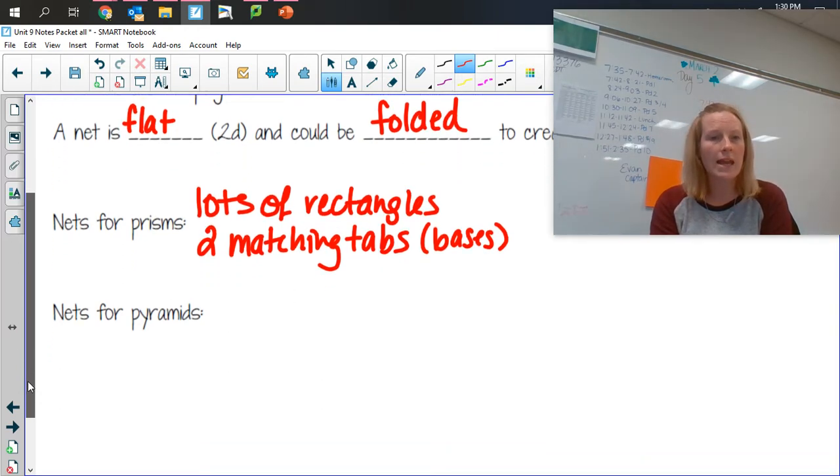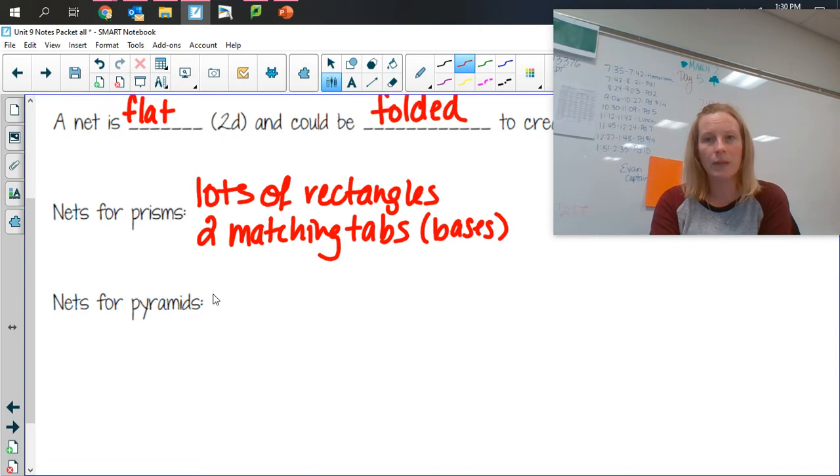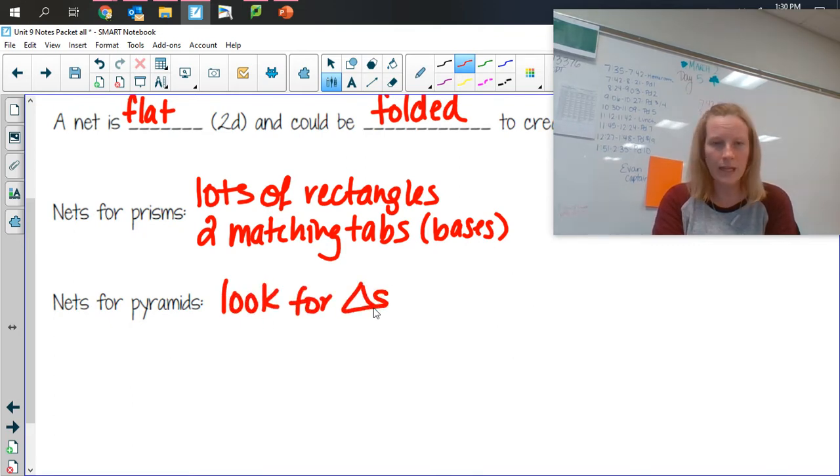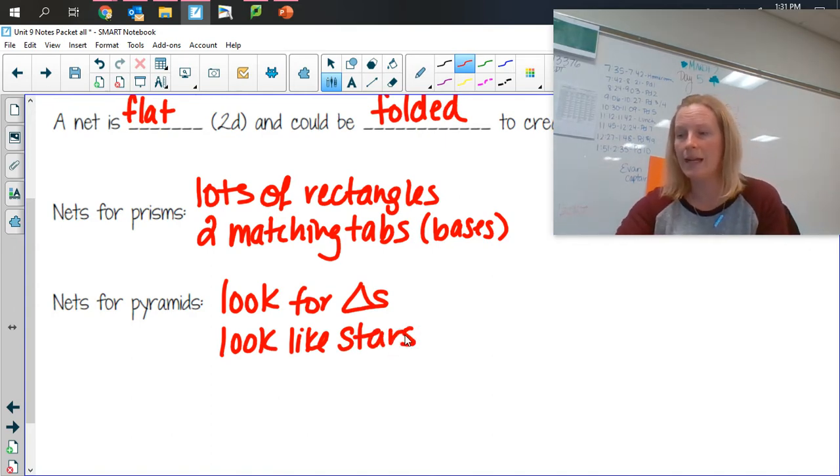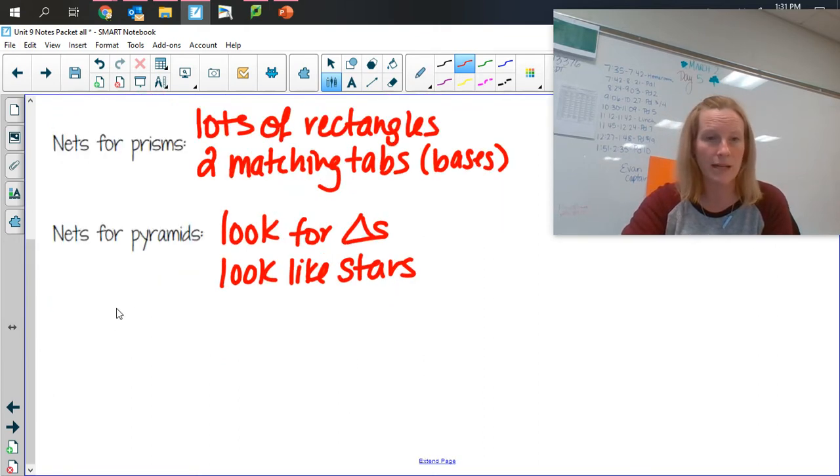If we are looking at a pyramid, remember they have that one singular base and then they have triangles going all around. So we're going to look for triangles. Depending on how many sides your base has, the more sides the base has, the more triangles you're going to have, and it's going to start to look like a star. So these are going to look like stars for us moving forward, especially if we have a high number of sides to our base.